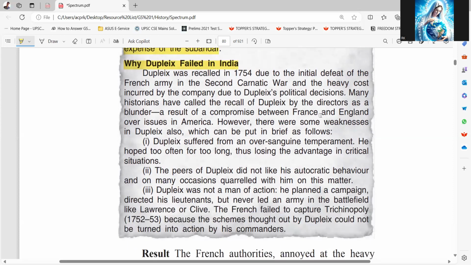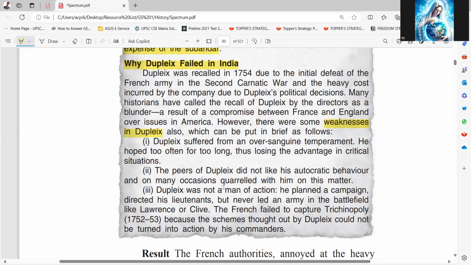However, there were some weaknesses in Dupleix also, which can be put in brief as follows. Dupleix suffered from an over sanguine temperament. He hoped too often for too long, thus losing the advantage in critical situations. The peers of Dupleix did not like his autocratic behavior and on many occasions quarreled with him on this matter.